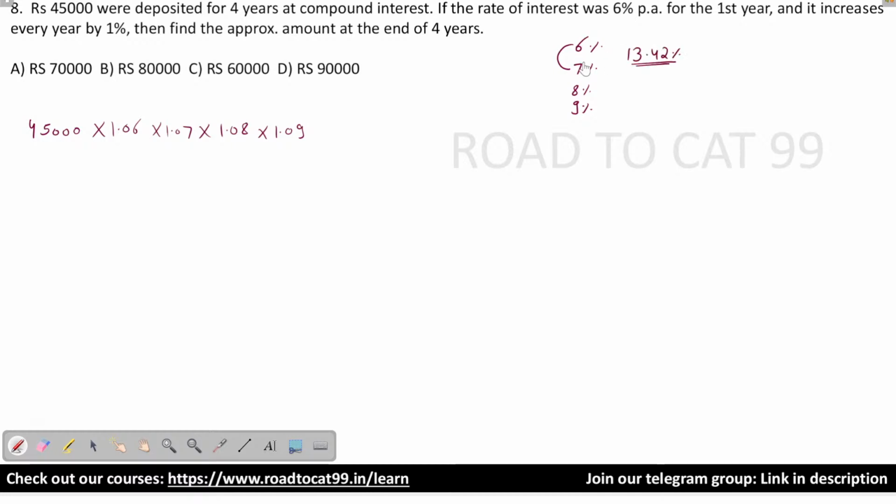Instead of doing 6 and 7 separately, I can directly increase the value by 6 and 7%, right? And for 8 and 9, 8 + 9 is 17, so this will be 17.72%. Now I have to increase the value by 13.42% and then by 17.72%.